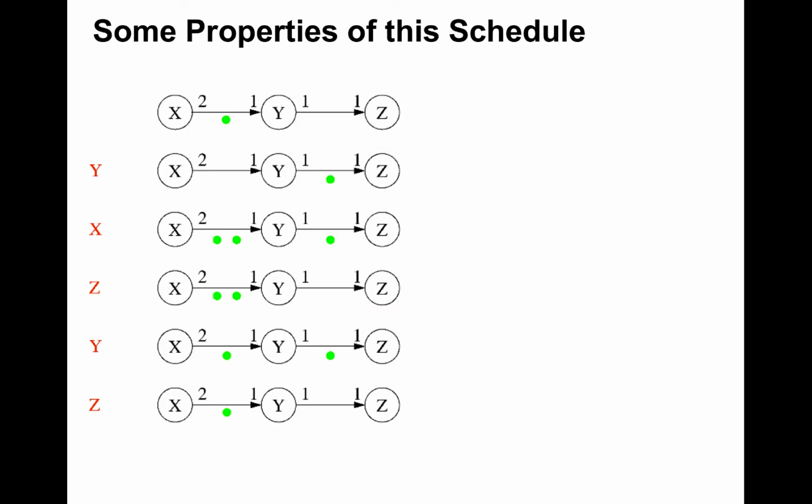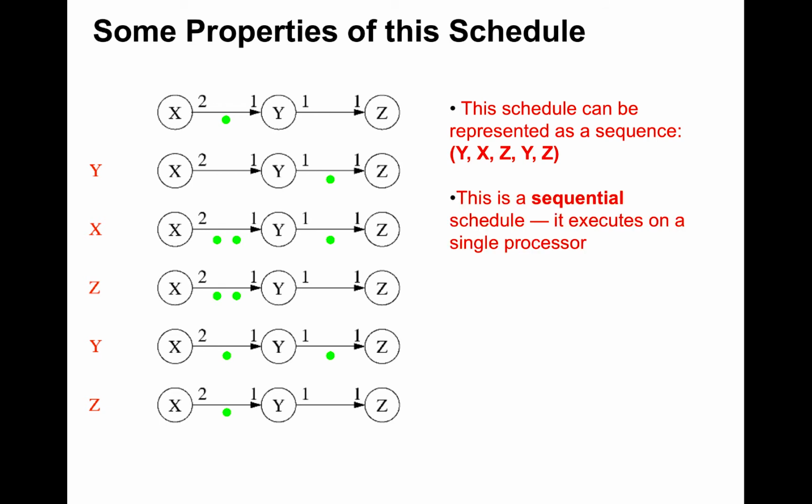So let's look at some properties of this schedule. We can write this schedule briefly as y, x, z, y, z. This is a sequential schedule. It executes on a single processor. We do one operation at a time.